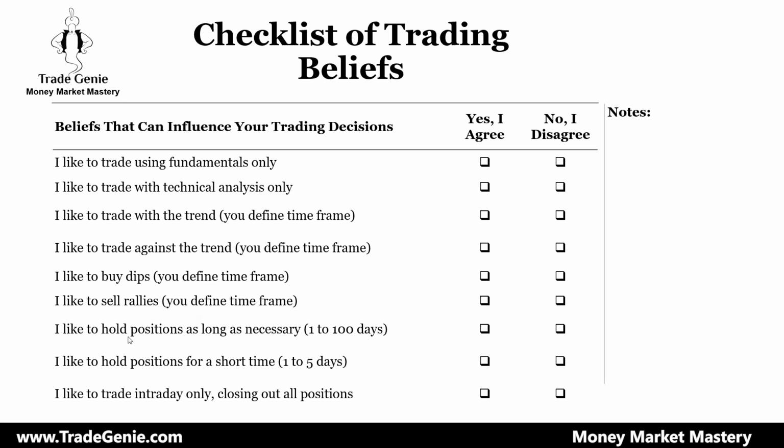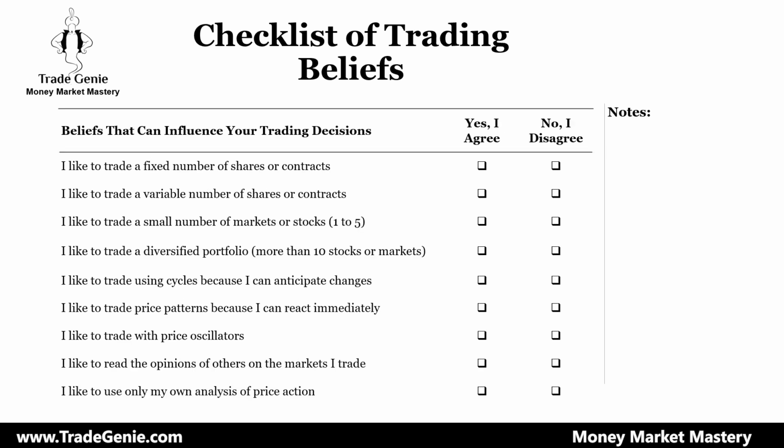I need to hold a position for 30 days and then I get out on 30 days, close the position, because 30 days. I like to hold a position as long as necessary. Maybe you can hold forever. I like to hold a position for a short time. Why only a short time, 1 to 5 days? Why not 6 days, 7 days? After 5 days, if the stock is going up crazy, you don't want to hold 6 days. I like to trade intraday only, closing out all positions. Maybe you're a scalper or day trader. So if that is your belief and you have a system and that's you, so maybe you can do that. So there are other beliefs.